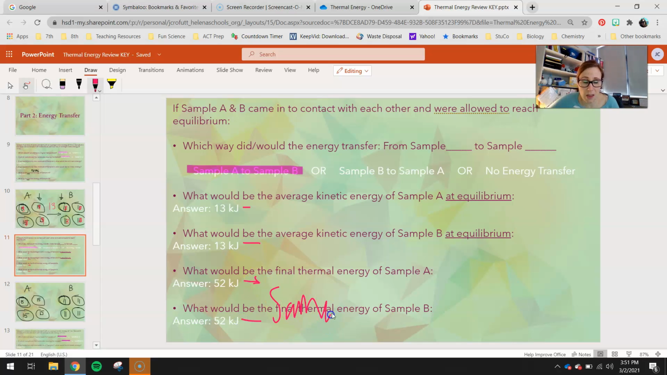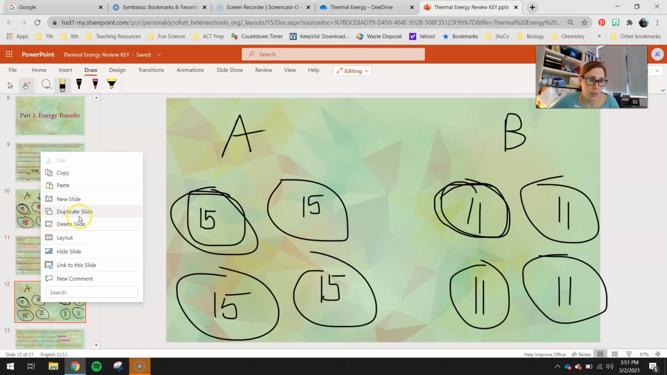Okay? Versus the other ones you guys will come to, you will notice that because they're different sample sizes, they're not going to have the same thermal energy when they're at equilibrium. They'll have the same average kinetic energy or temperature, but not the same thermal energy. Okay? All right, moving on. I'm just going to go through the answers on the next one. You guys can kind of figure that out on your own.